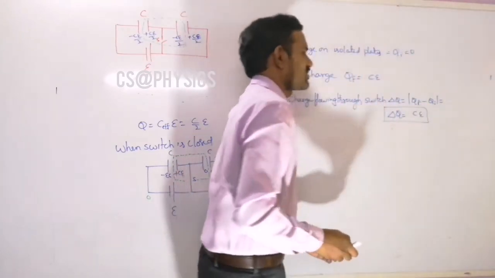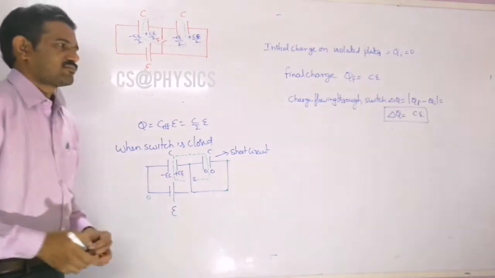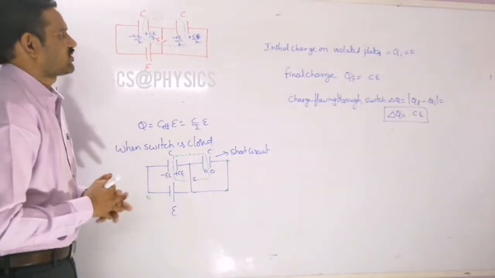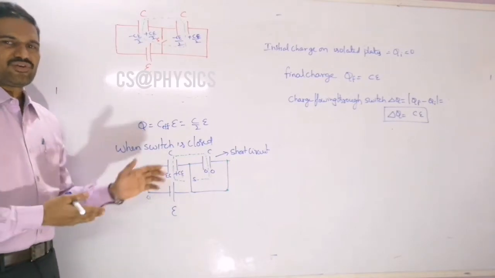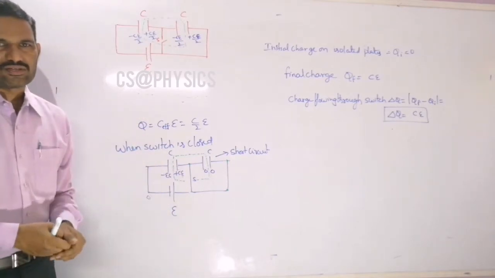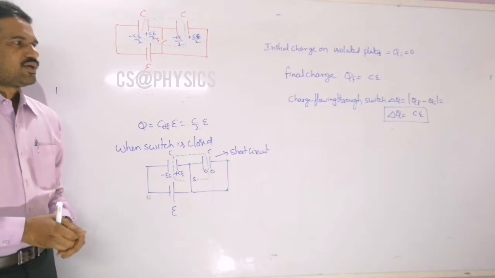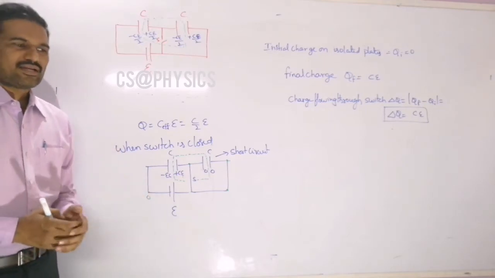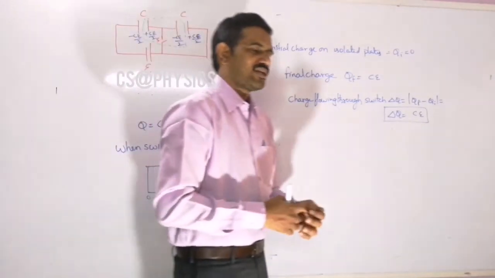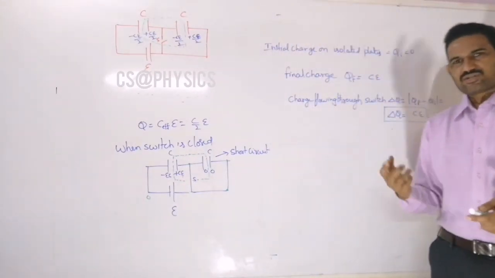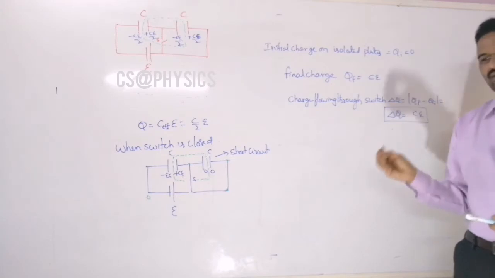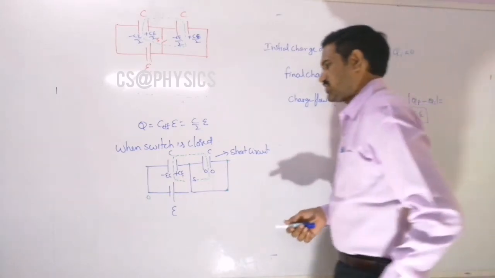So that is the charge flowing through that switch there. CE is the amount of charge flowing through that switch. Now they are asking for the amount of heat produced once that switch is closed, so we need to write that also. For that, the required calculations are the initial energy and final energy, and then the work done by the battery once the switch is closed. So let us do those calculations now.